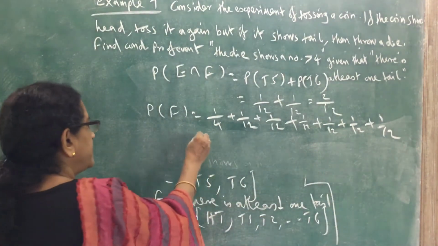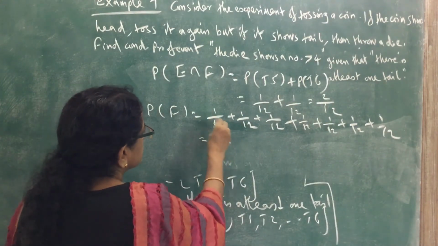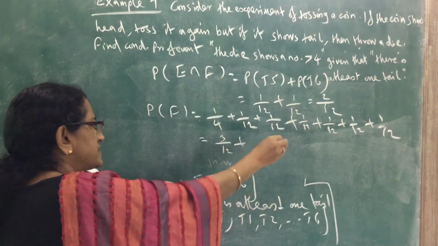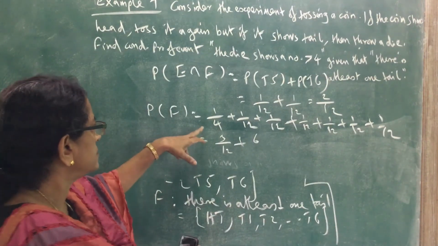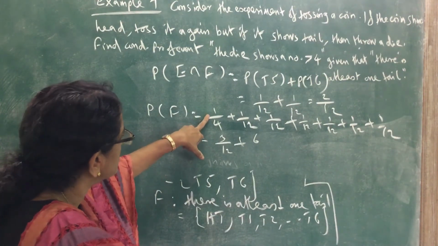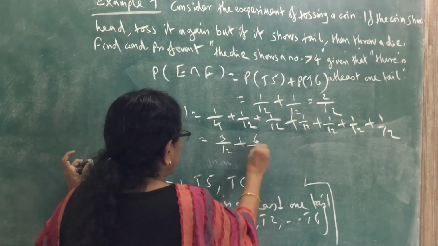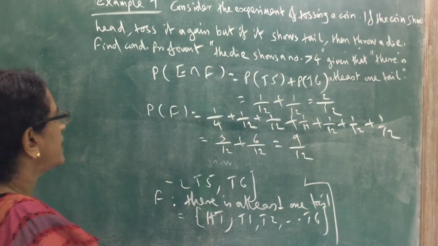Now we can add. Here we can multiply by 3, so 3 by 12. 3 by 12 plus here there are 6 by 12. That is equal to 9 by 12. Now we can find the probability.